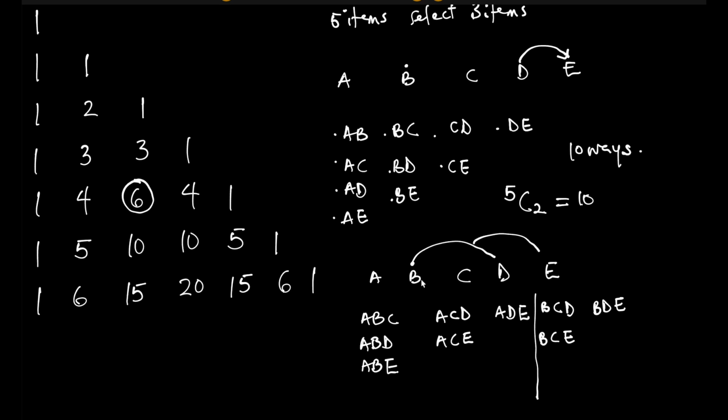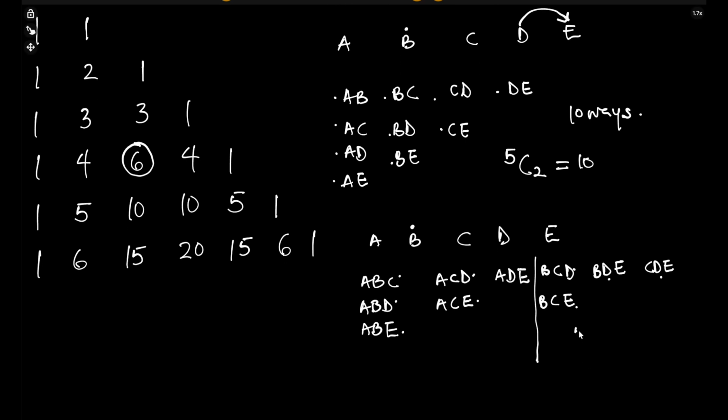Let's go with C now. C and D can only go with E, so we have CDE. That's all, because if you proceed, you won't have any other letter to match it up with. So let's count: 1, 2, 3, 4, 5, 6, 7, 8, 9, 10. So we have that 5 combination 3 equals 10.